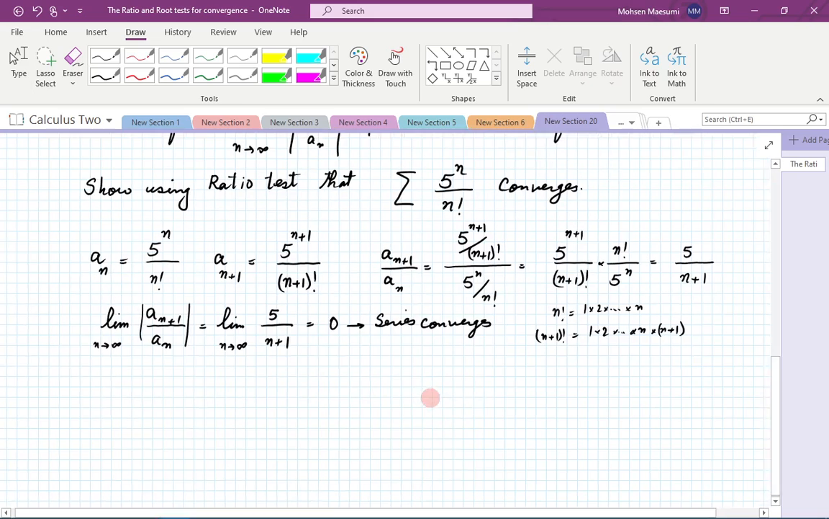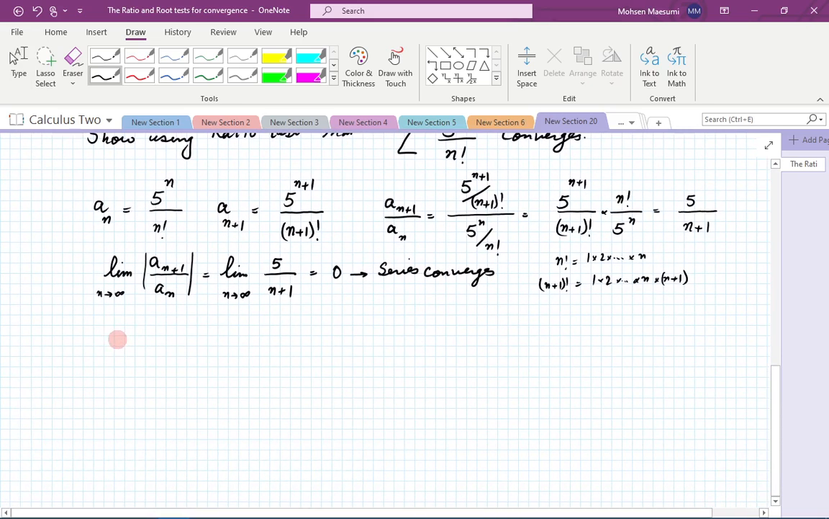take a look at a different example. Does the series, let's write n squared times 3 to the power of n over 5 to the power of n, converge or diverge? And do so by ratio test.